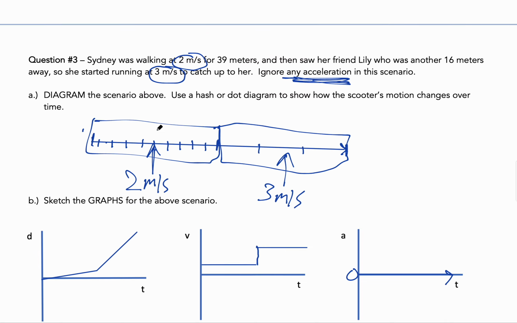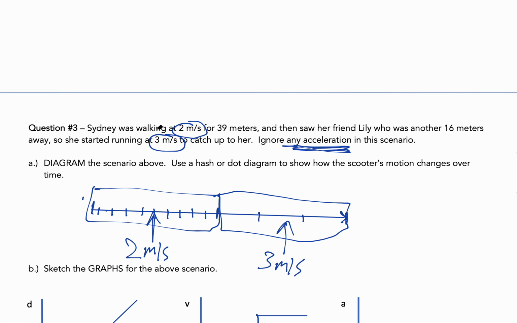So it looks like, to begin with, Sydney was walking at 2 meters a second for a certain amount of distance, and then she sees a friend, and so she ends up trying to catch up to her friend. So she goes a little bit faster, 3 meters a second to catch up, but that's for 16 meters. So that's in two parts here.